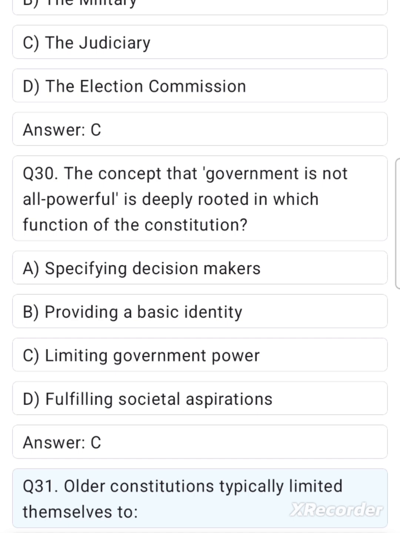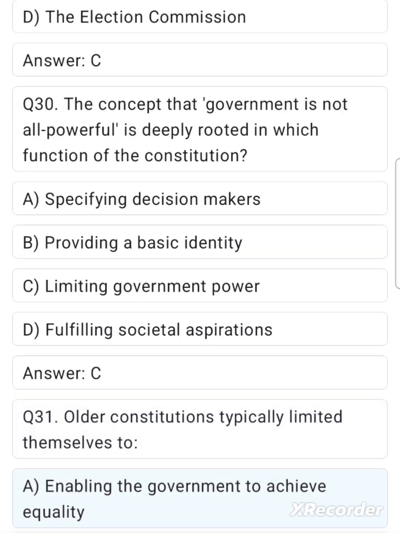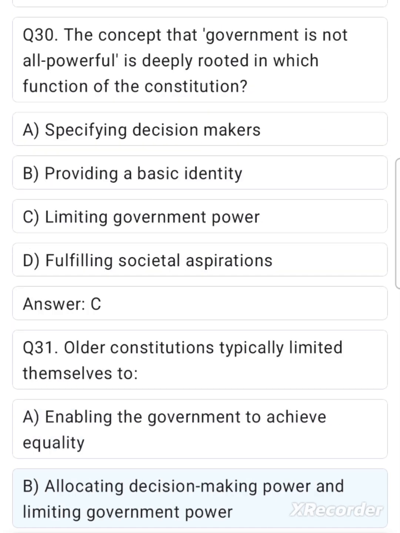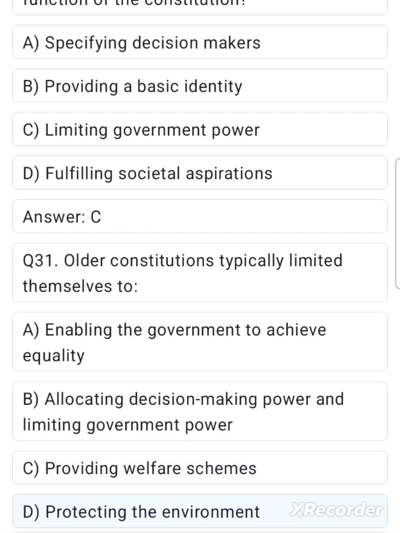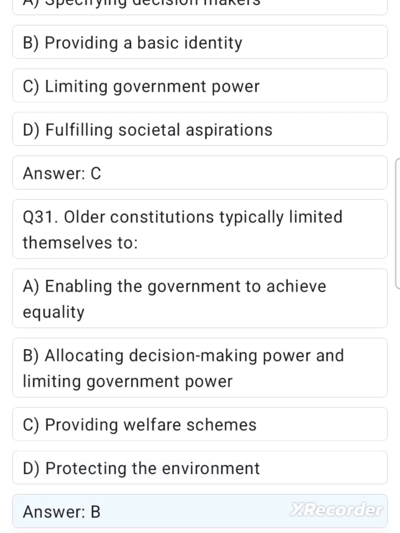Answer. C. Q31. Older constitutions typically limited themselves to A. Enabling the government to achieve equality. B. Allocating decision-making power and limiting government power. C. Providing welfare schemes. D. Protecting the environment. Answer. B.